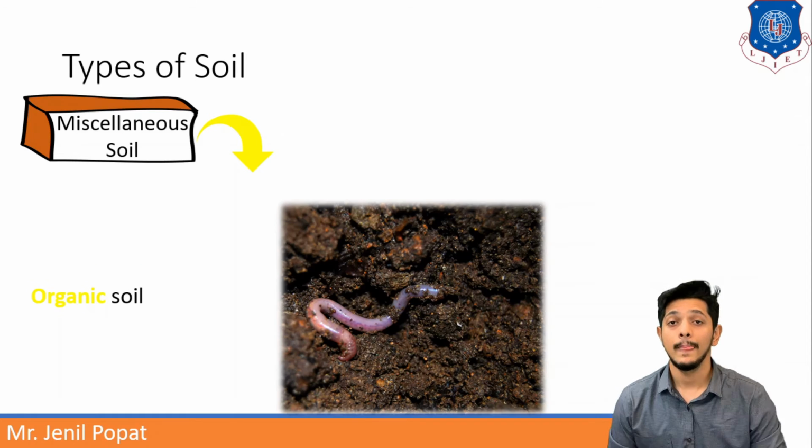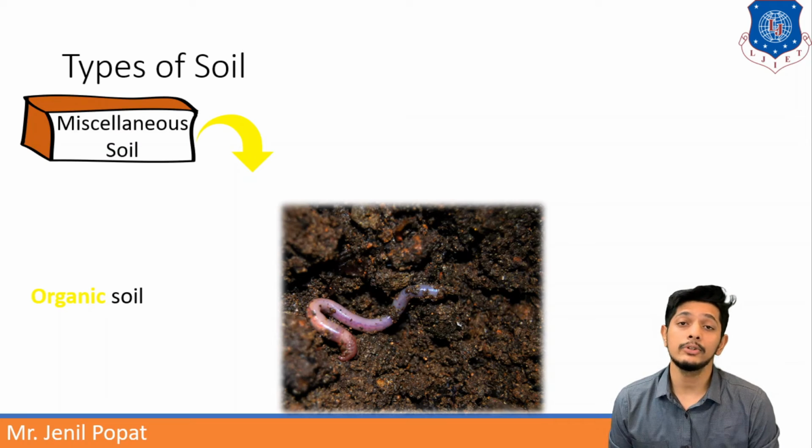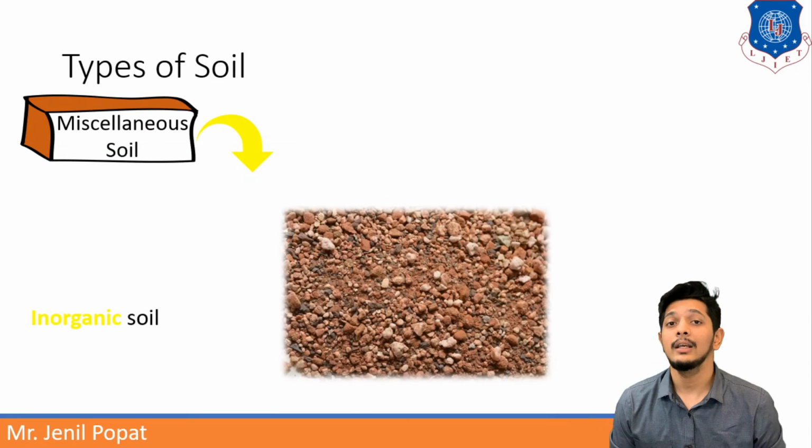Moving forward, organic soil. Organic soil can be defined as composition of dead plants, animal extracts and organic matter. Organic soil does include carbon components, whereas inorganic soil does not include carbon components. We can see inorganic soil in the picture.